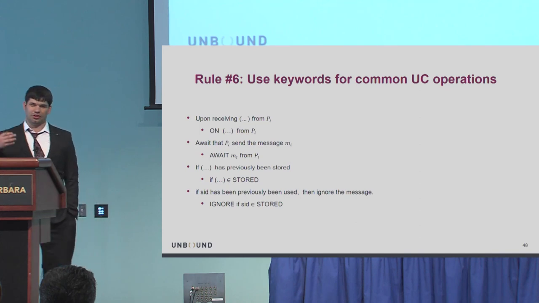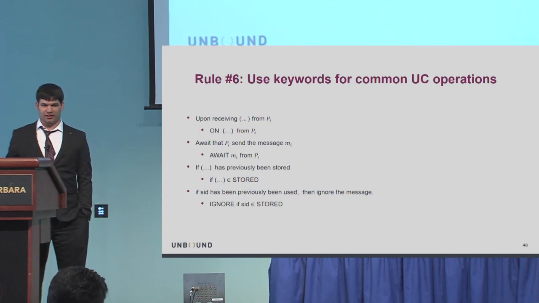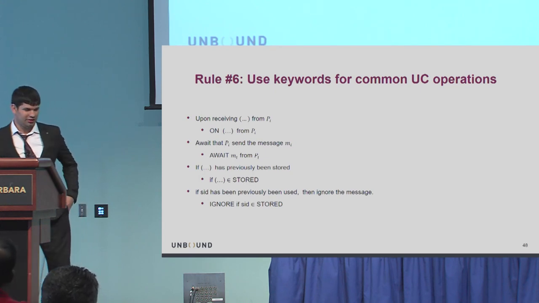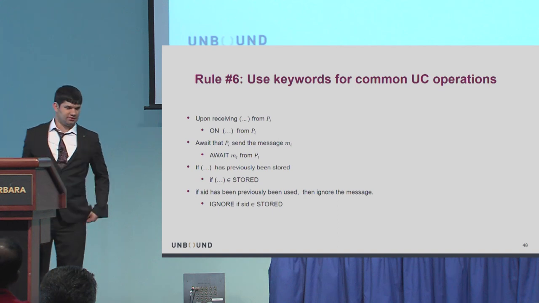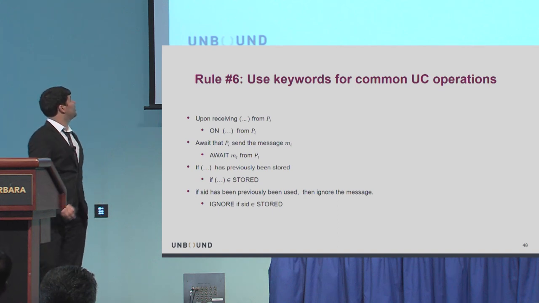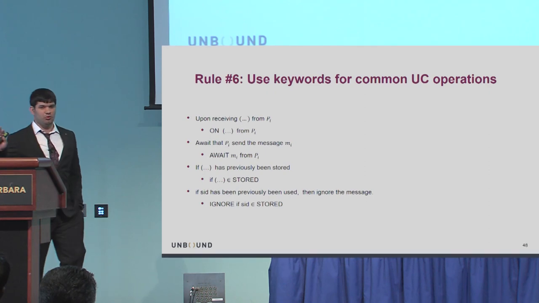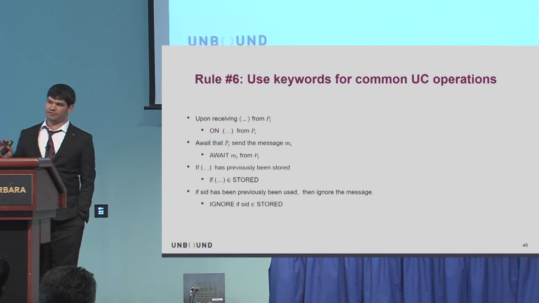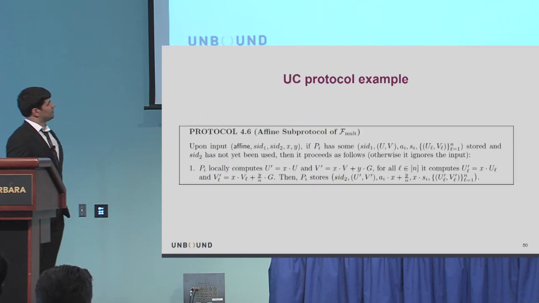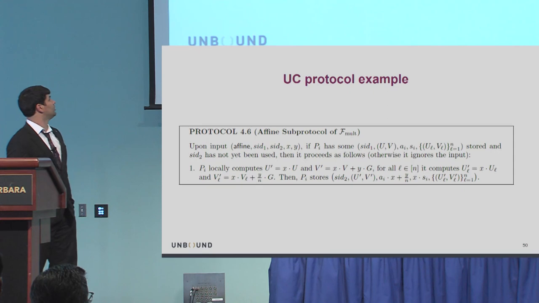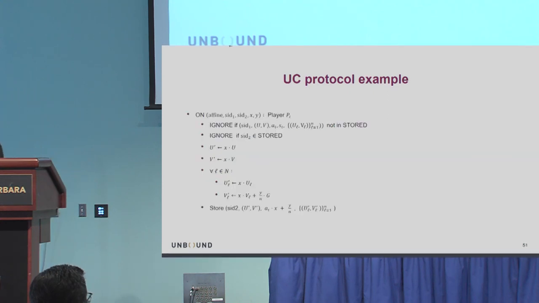I hear, if you look at ideal functionalities in the UC setting, they're often very heavy in terms of writing. You often see, upon receiving this message, execute this, compute this value, and then send this value to this. But then I would recommend coming up with keywords that remove this, which we associate to the given semantics. And so if I take something like this, which looks quite heavy, by applying these rules, I end up with something that I think looks much nicer.